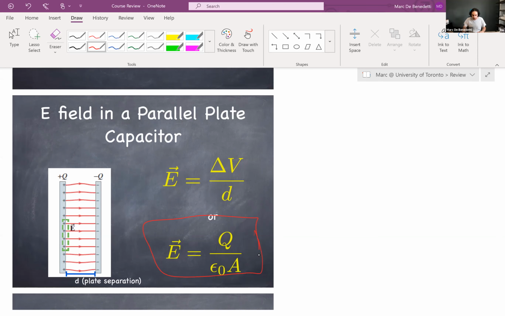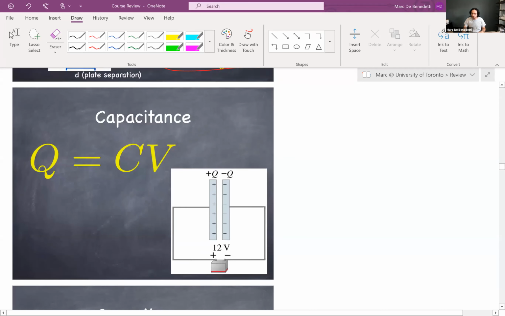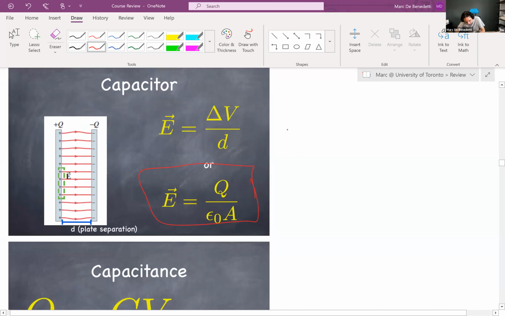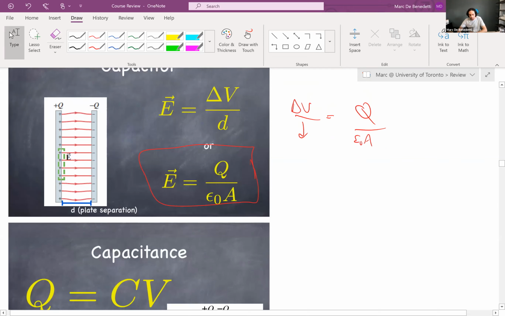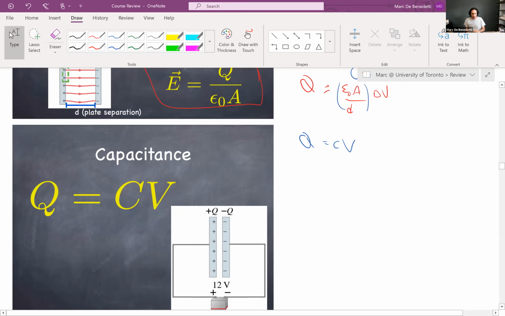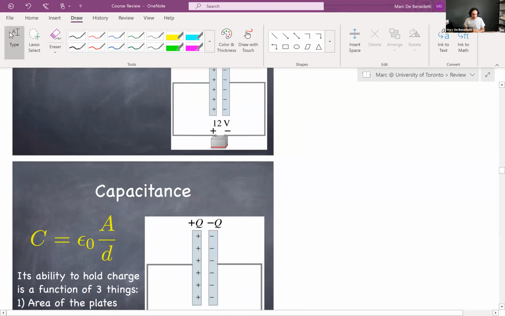Because these two are equivalent, you can set them equal to each other, and you can then see what C is, capacitance. This is a new idea that we get from capacitance. All we did here was set these two equal to each other. So we got delta V over D equals Q over epsilon naught A. When we solved for Q, we got Q equals epsilon naught A over D times delta V. You see here that this is what we labeled to be the capacitance. So this is where we get Q equals CV from. It was from that previous double formula. And then we get the capacitance to be this.